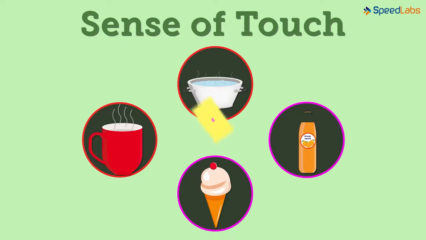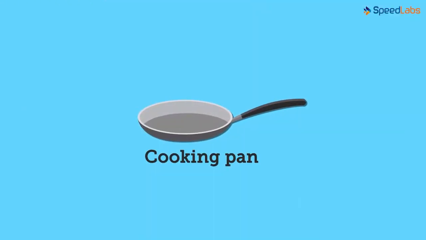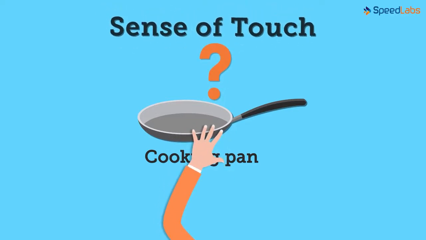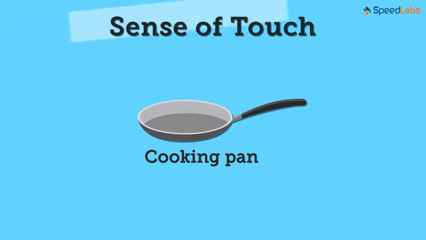Say for example, there's a cooking pan in front of you. Can you find out if it's hot or not just by looking at it? Obviously not. We will have to find out by touching it. But wait, can we measure the heat with our sense of touch? Not really. We cannot measure the heat with our sense of touch. We can only feel it.